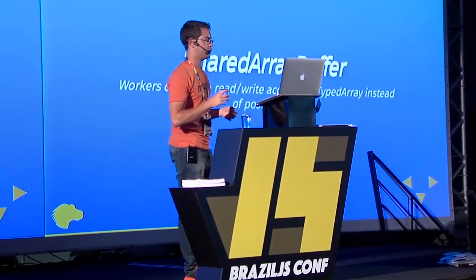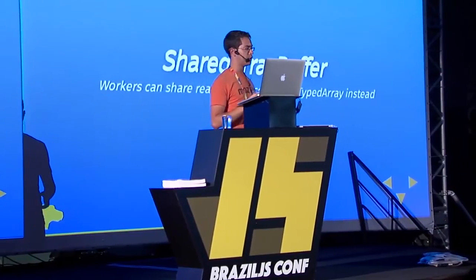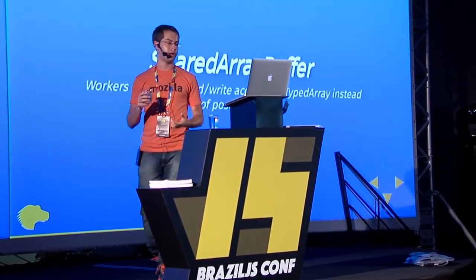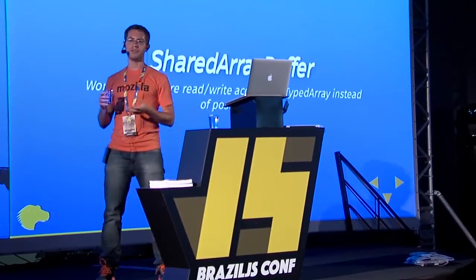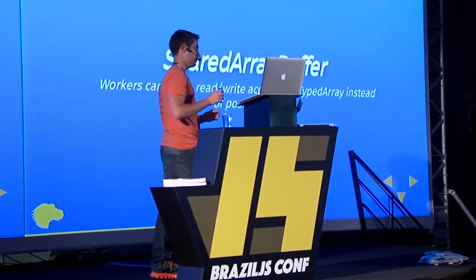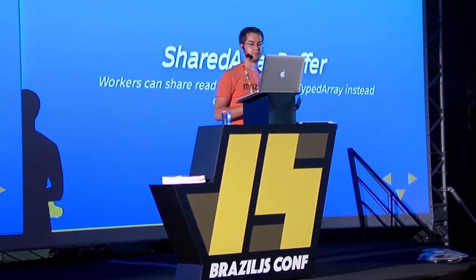So one of the new APIs that we're working on is something called SharedArrayBuffer. What this does is allow web workers to share an instance of a typed array, and they both have read and write access to the typed array. What's very important is that a SharedArrayBuffer is not accessible to the main thread.